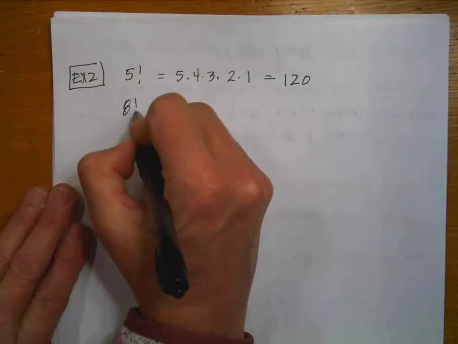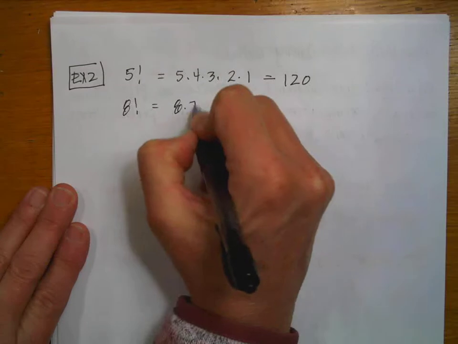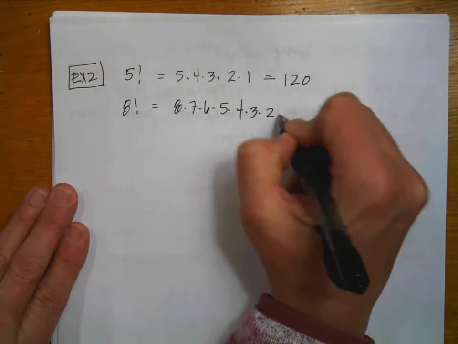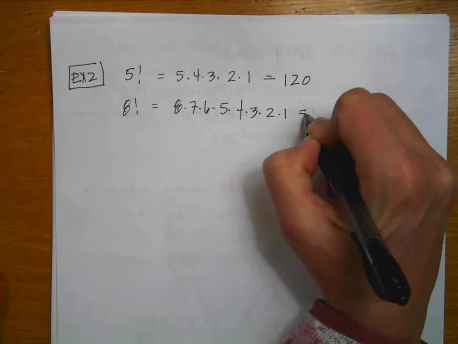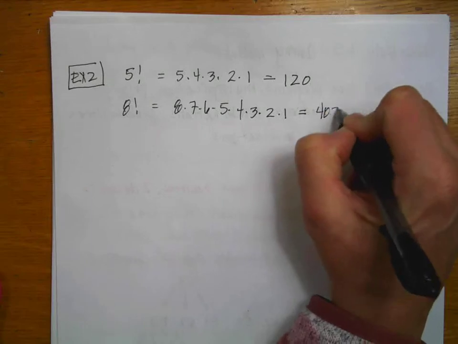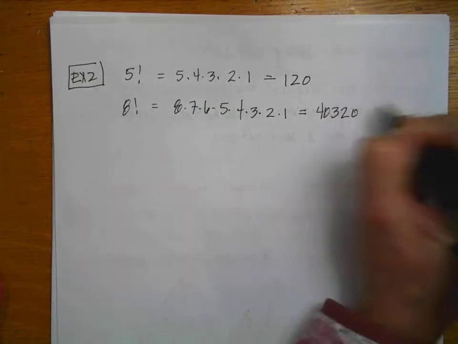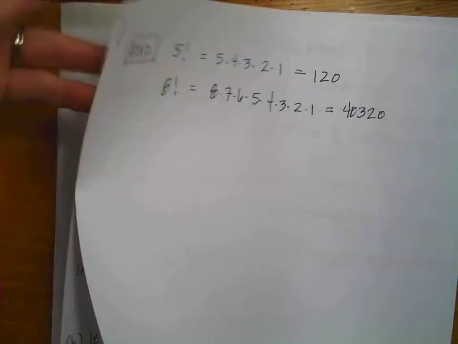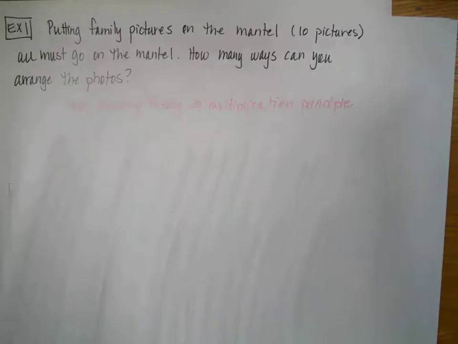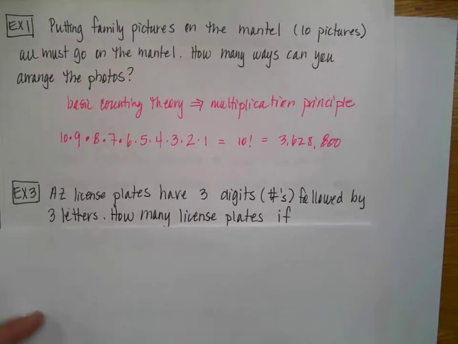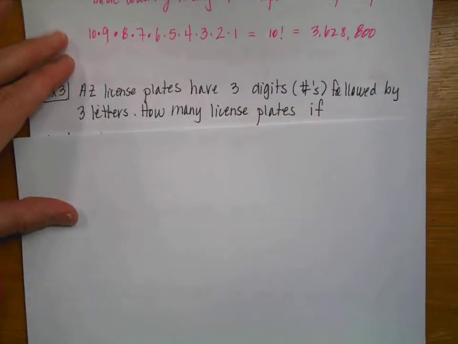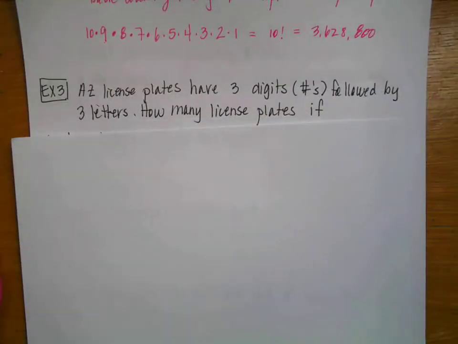Okay. If I did 8 factorial, which is 8, 7, 6, 5, 4, 3, 2, and 1, and I push buttons on my grapher, then I would get 40,320. Alrighty, for our next example, let me get another piece of paper. We're going to do problem number 3. And these are fun problems to do, and you'll see why.